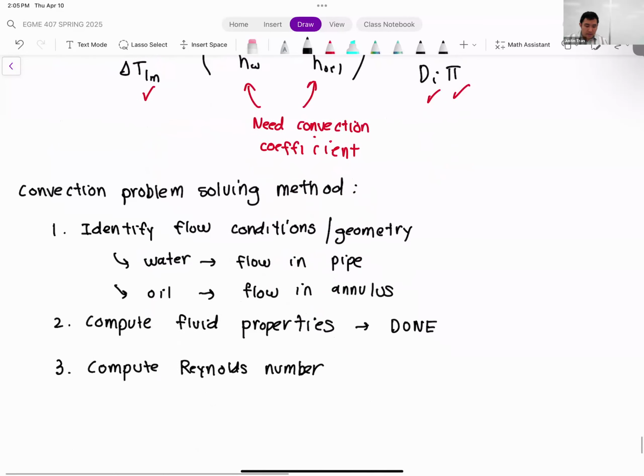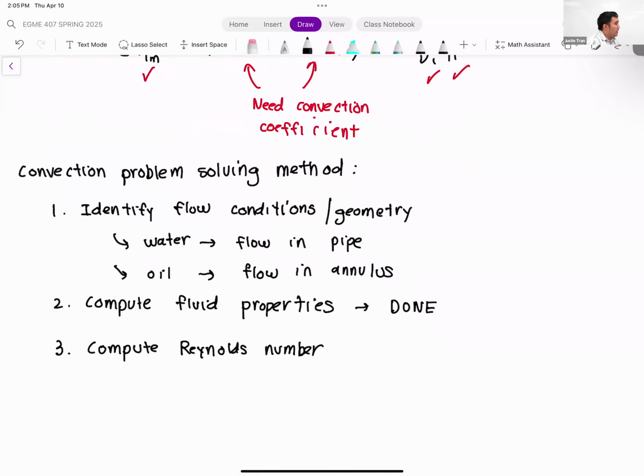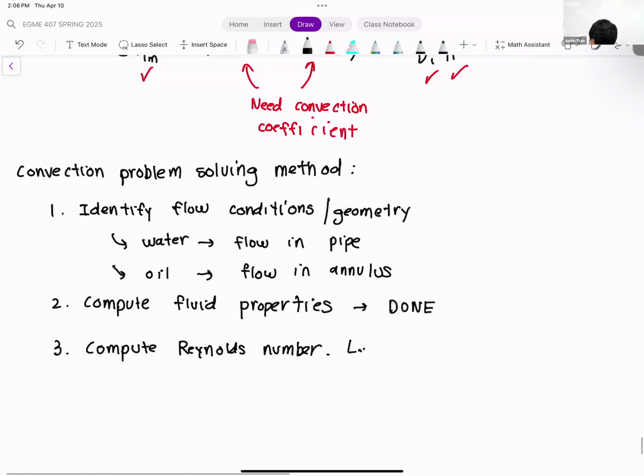Okay. Step three is to compute the Reynolds number. And the main reason we do this is to determine whether the flow is laminar or turbulent. Okay, so for this one, we do need to do some calculations. Let's start with the water.